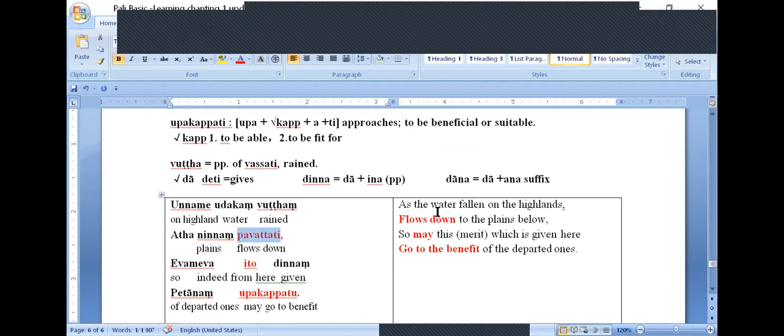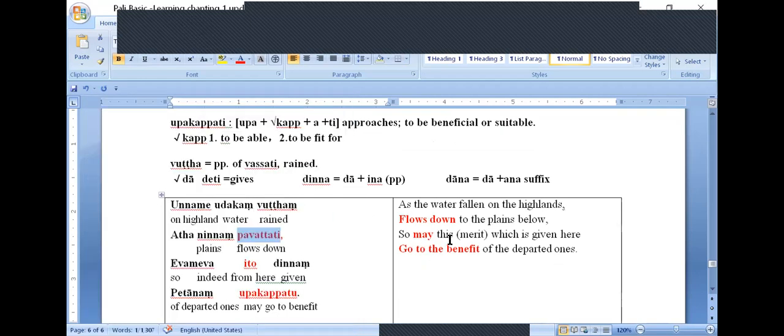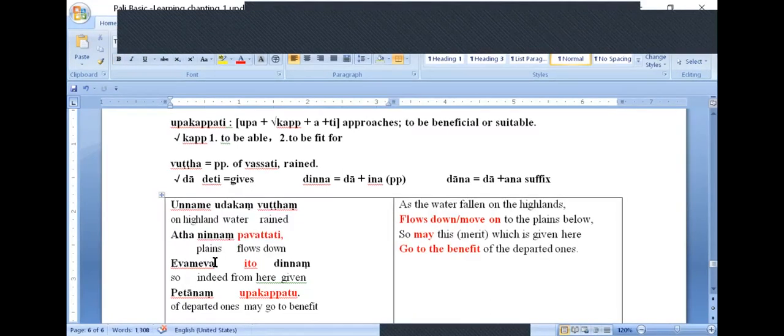Pawatati is happens. Here it translates as fall down. But another meaning of pawatati is simply taken place, or moves, or proceeds, to move on, okay? So another meaning is to move on. Now, fall down, it's okay. Move on. So on the highland, the water on the highland, it rains. Here it is falling down, and then it falls down to the plain. The plain means a kind of lower ground, those places lower, right?